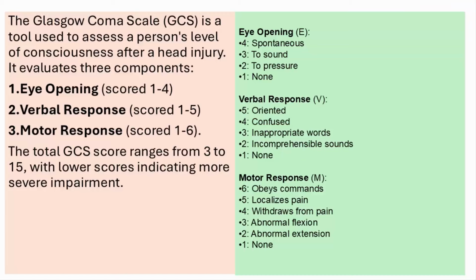Before we dive into the options, let's talk about the GCS score so we can make the best decision. The Glasgow Coma Scale, GCS, is a tool used to assess a person's level of consciousness after a head injury. It evaluates 3 components. Eye-opening, scored from 1 to 4, from no response to spontaneous opening. Verbal response, scored from 1 to 5, from no verbal response to being fully oriented and conversant. Motor response, scored from 1 to 6, from no motor response to obeying commands. The total GCS score ranges from 3 to 15, with lower scores indicating more severe impairment and higher scores indicating better neurological function. Let that sink in.